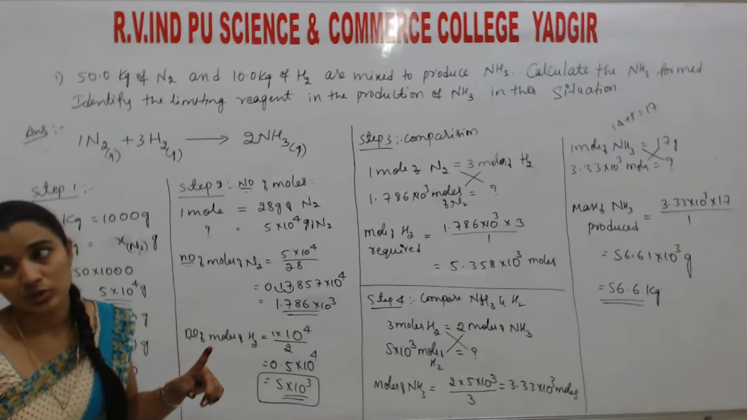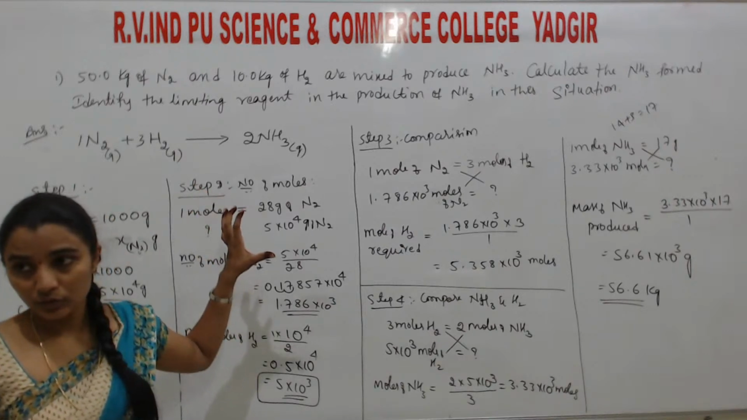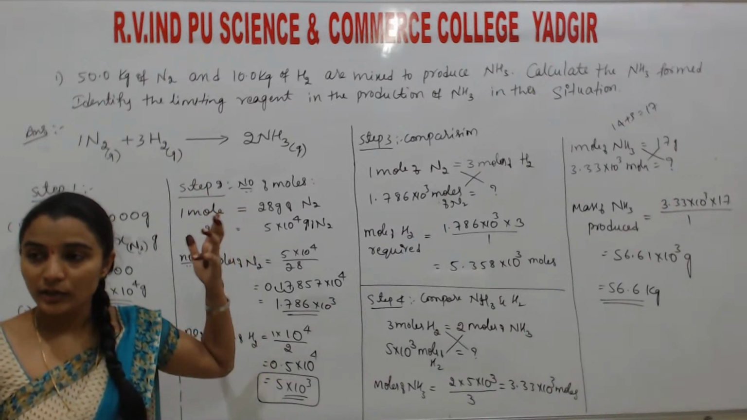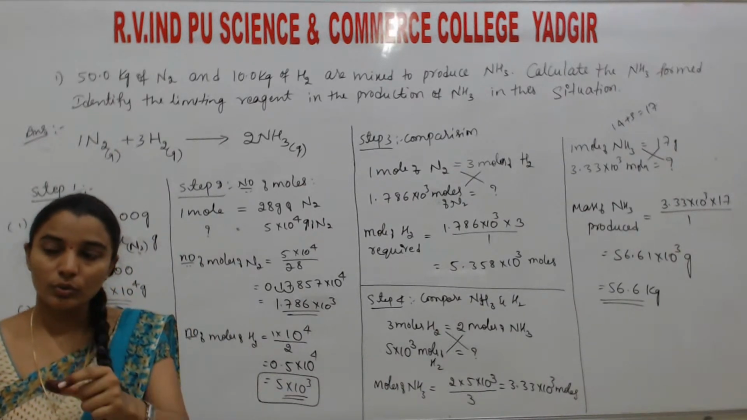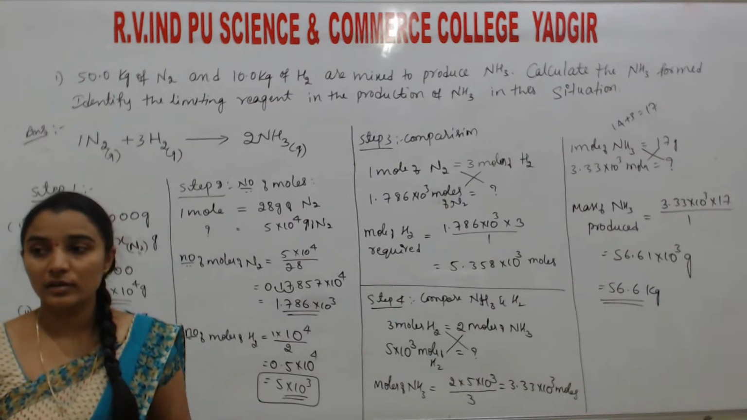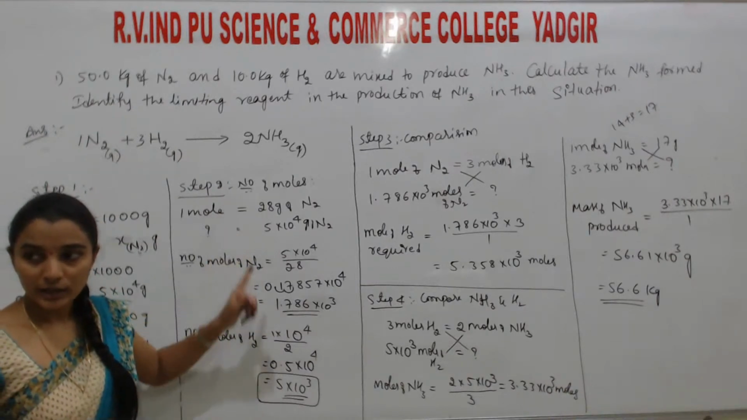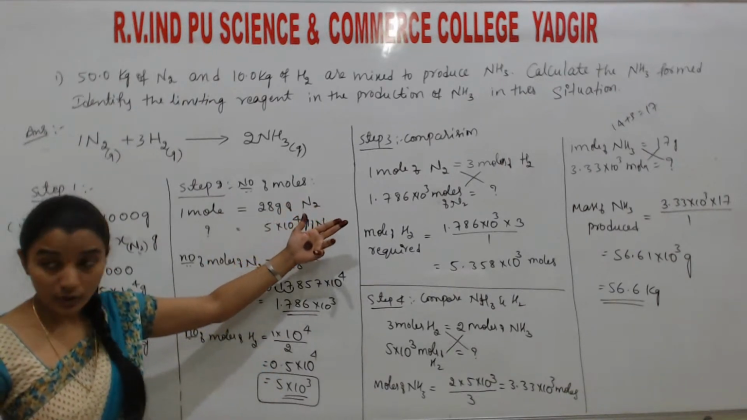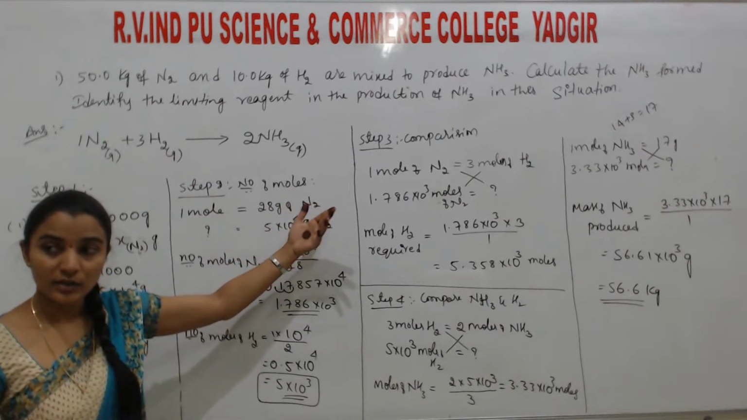That depends upon the value, students. 50 kg or 10 kg is very tough. Always they used to give 2 gram, 4 gram, 5 gram like that, which makes the calculation easy. So it starts from step 2: initially conversion to moles, then comparison of moles. Among the comparison, which one is excess, which one is less.